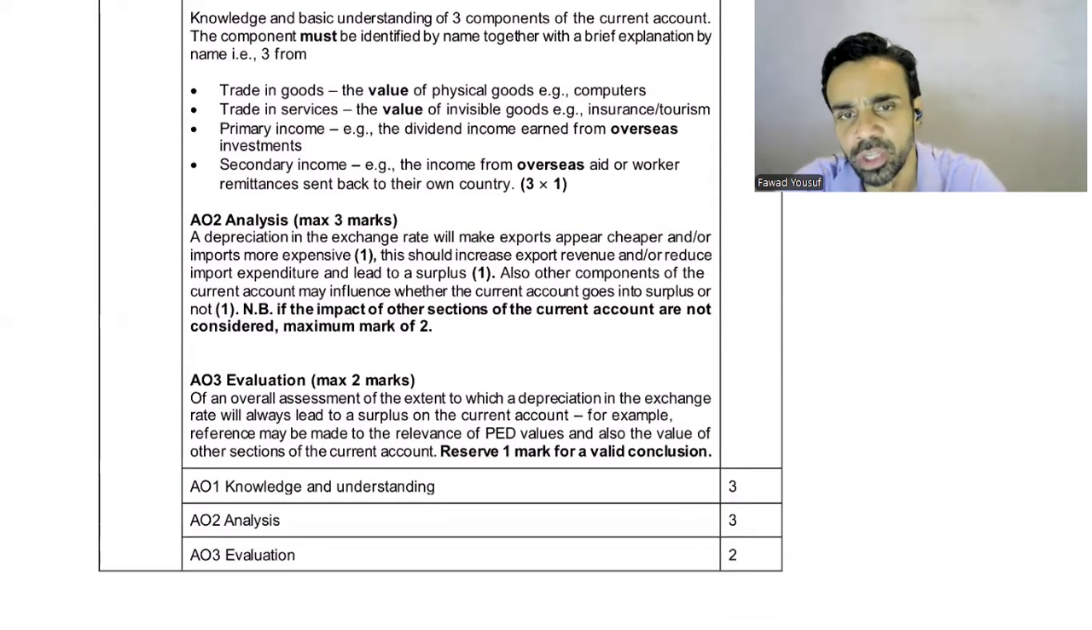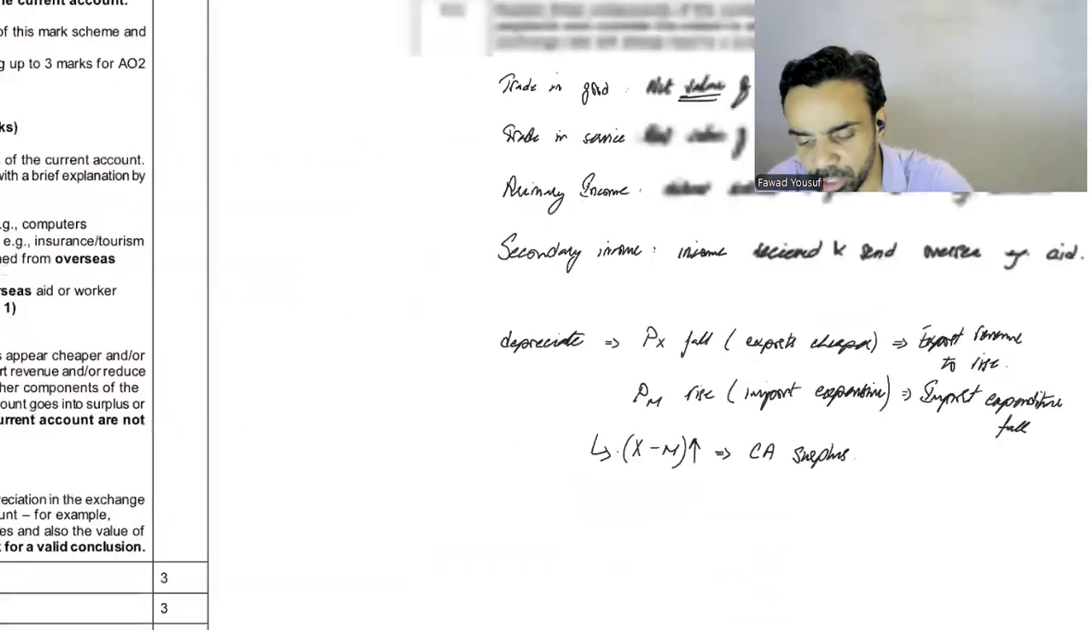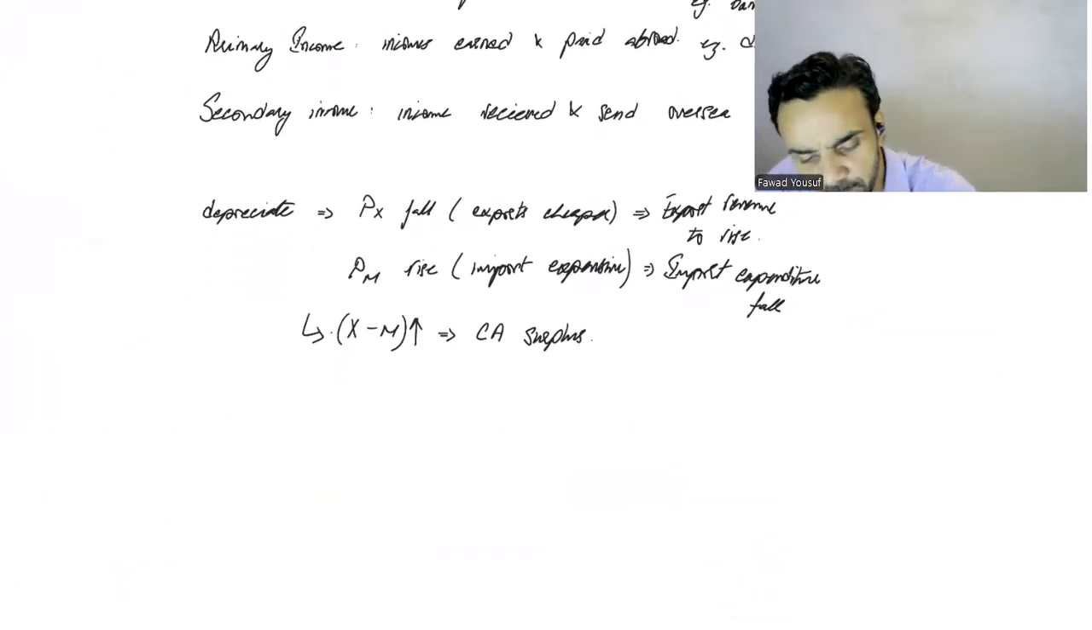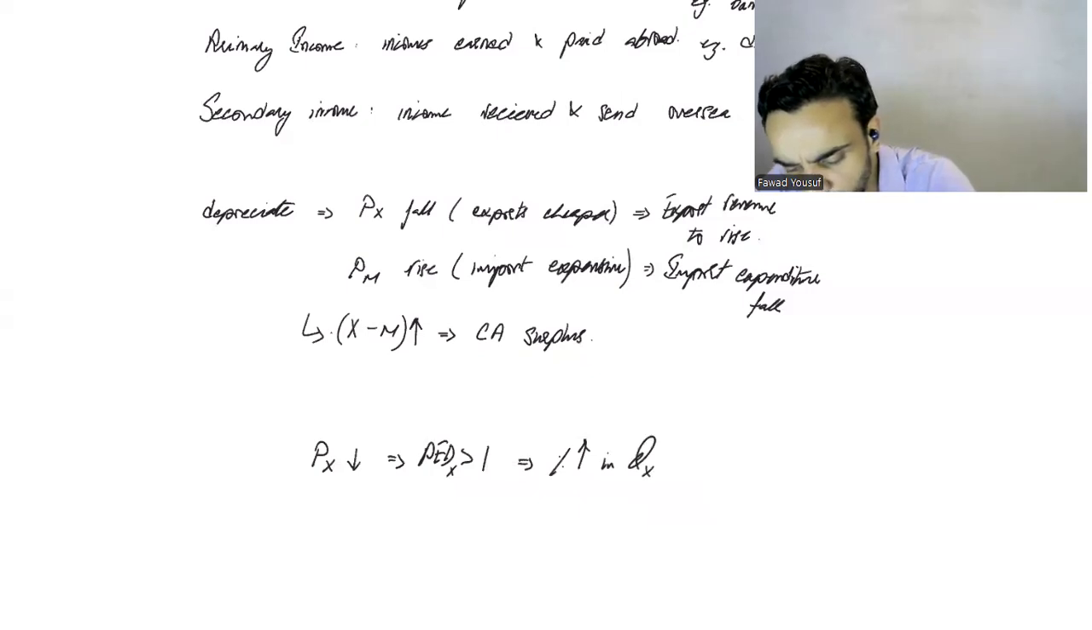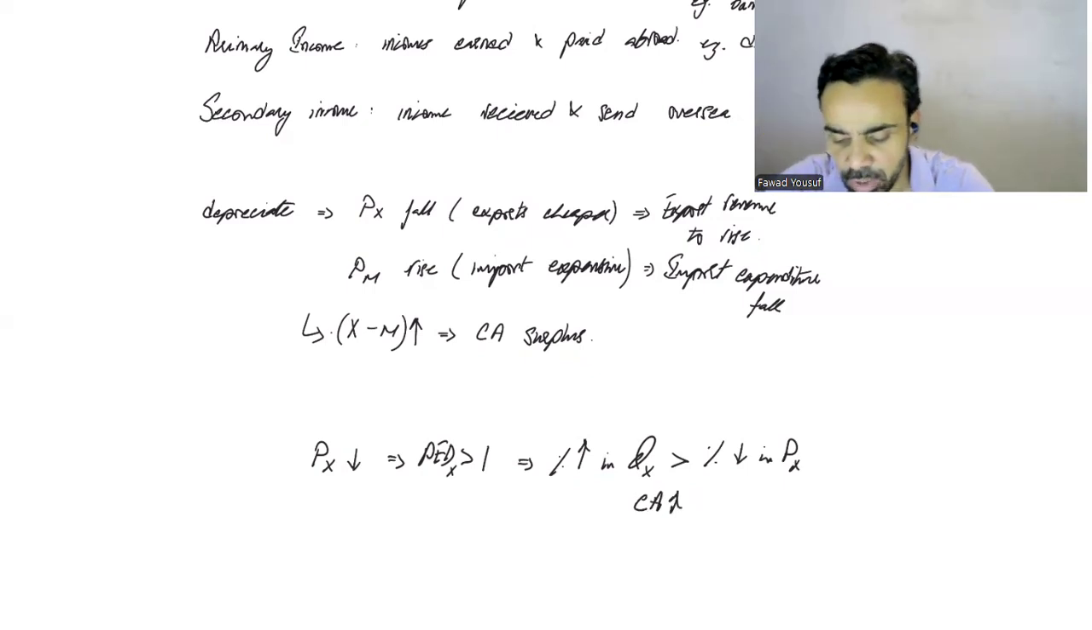statement. They did get the evaluation mark because their discussion about the elasticity worked, that if, let's suppose, your currency depreciates, so what we know is that if your product's price falls, but if your product's PED is greater than 1, PED for exports is greater than 1, then the percentage increase in your exports is way bigger than the percentage fall in the price for exports. So overall, the current account will go up.